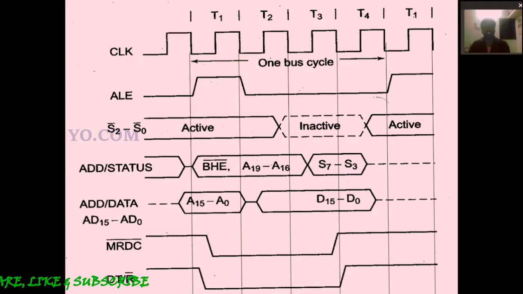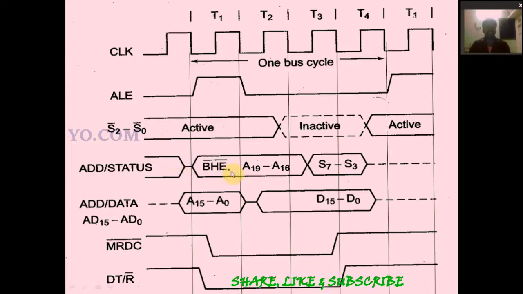At T1, the ALE is enabled. After enabling ALE, it will provide the status S0 to S2, S0, S1, S2. The status is provided by the microprocessor. Actually, the status is coming from the microprocessor to the 8088 bus controller. So the status is provided at T1. After providing status, the bus controller provides the address bus. Here A0 to A15 is provided, and here A16 to A19 is provided.